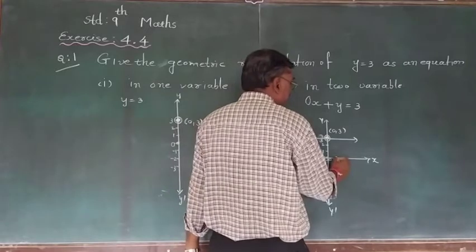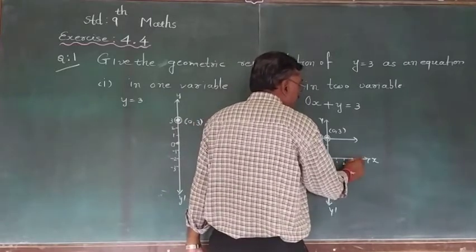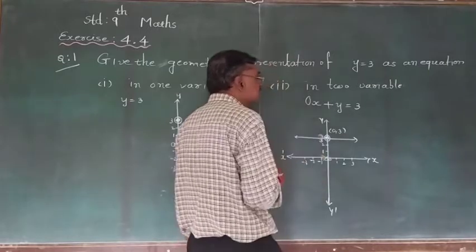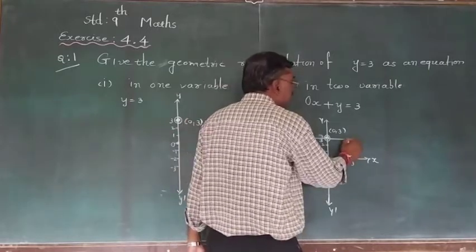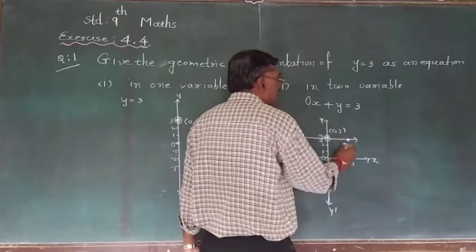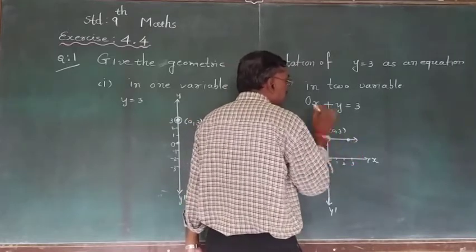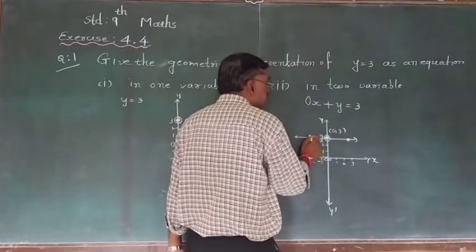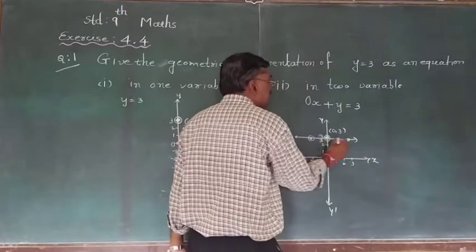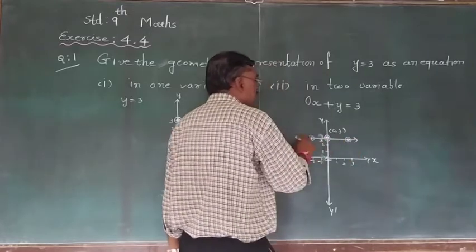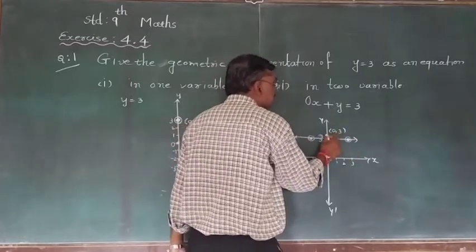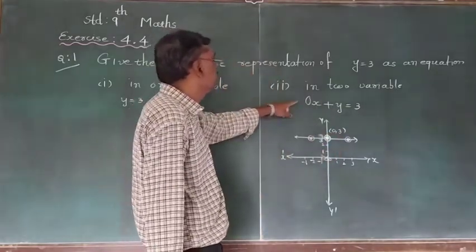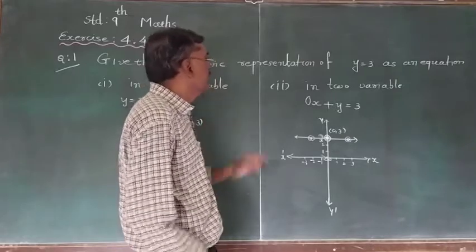So which points will we get? Suppose 1, 2, 3, minus 1, minus 2 on the x axis. If you want to draw here 3, then x equal to 3 and y equal to 3. If we draw minus 2 from here, then minus 2, 3. This is another representation. But the important one is this 0, 3. This point represents the linear equation in two variables.